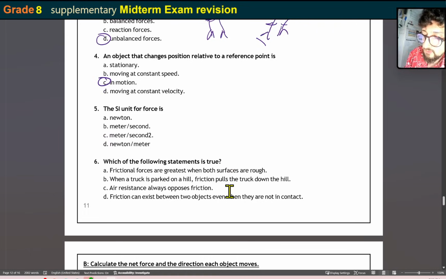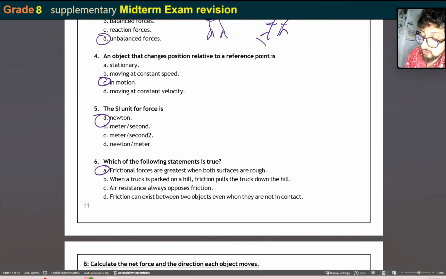The SI unit for force is Newton. Okay. Which of the following statements is true? Frictional forces are greatest when both surfaces are rough. That is true. Let's keep going. When a truck is parked on a hill, friction pulls the truck down the hill. No. As a matter of fact, it opposes the motion of the truck.